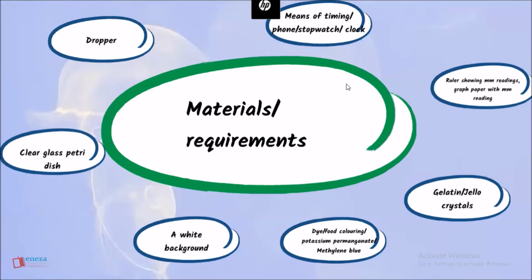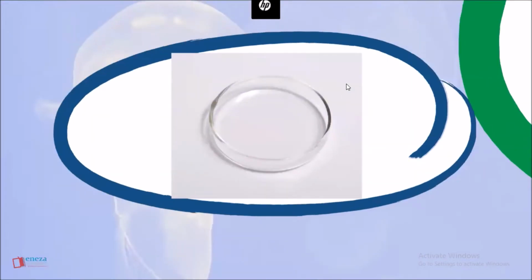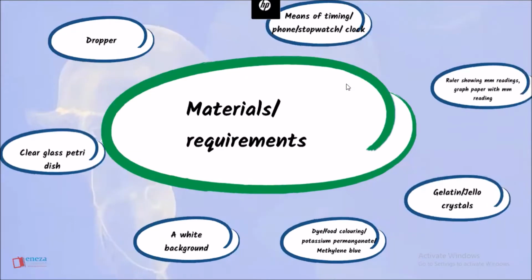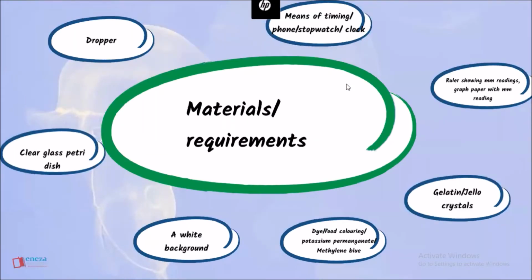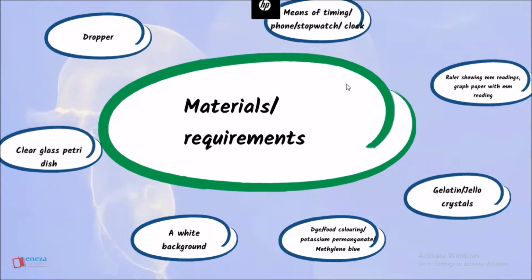So we are going to require some materials that will help us in the process of demonstrating diffusion. One, we will need a clear petri dish, glass petri dish as seen in this image. We will also require a white background. We will require either of the following dye, food coloring, potassium permanganate, or methylene blue in the experiment. Either one of that will be required in the process.